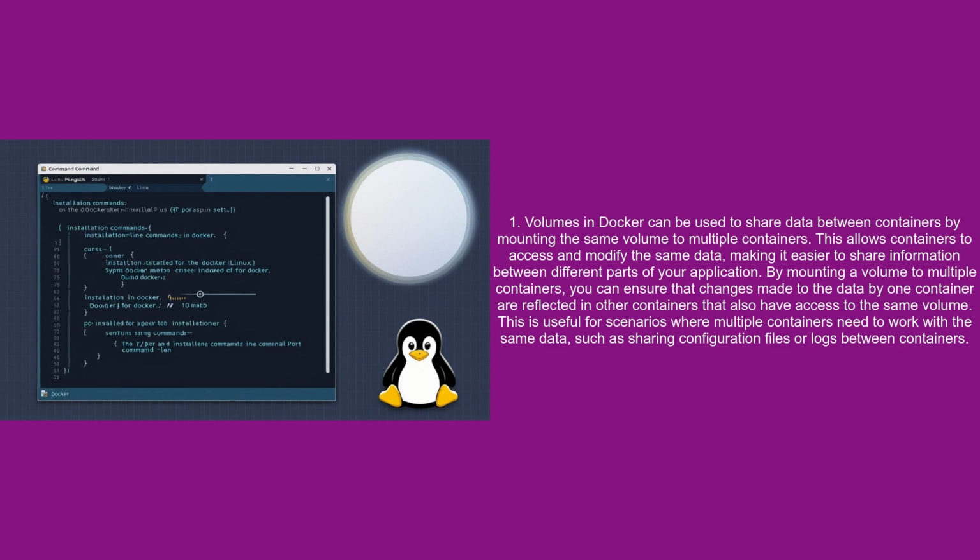Hey there! So, when you're working with Docker, you can use volumes to easily share data between containers. It's like giving them all access to the same storage space. This makes it super convenient for different parts of your application to communicate and work together. By mounting a volume to multiple containers, you can make sure that any changes made to the data by one container are instantly reflected in all the other containers that are connected to that volume. It's perfect for situations where you have multiple containers that need to collaborate and share things like configuration files or logs. Just set up your volumes and watch the magic happen.